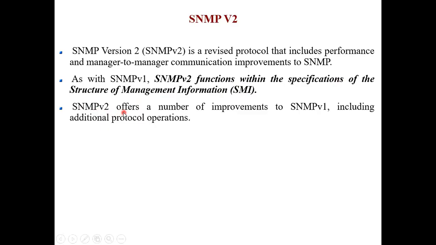So what does SNMP version 2 offer in one sentence? It offers a number of improvements, including additional protocol operations. We had 5 sets of commands, like get, set, trap, response, get next request. Here we will have 7 sets of commands. So those are the additional 2 protocol operations that are added in SNMP version 2.